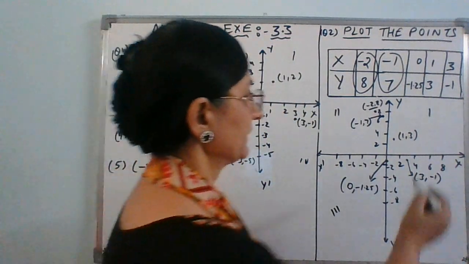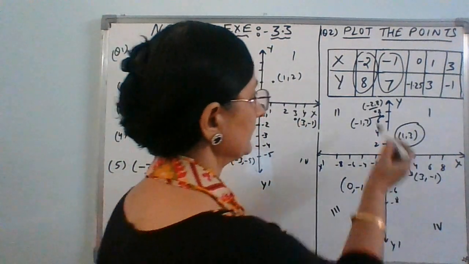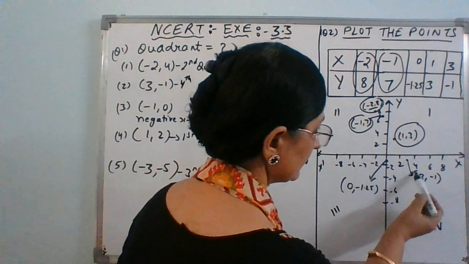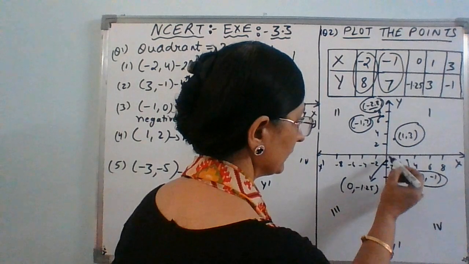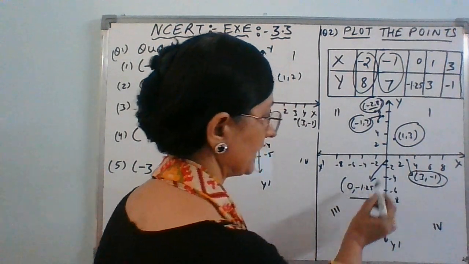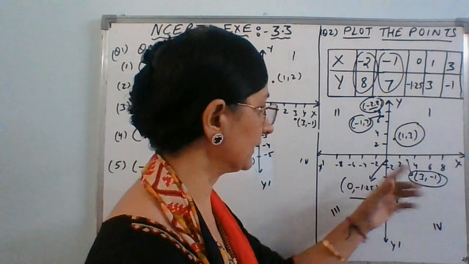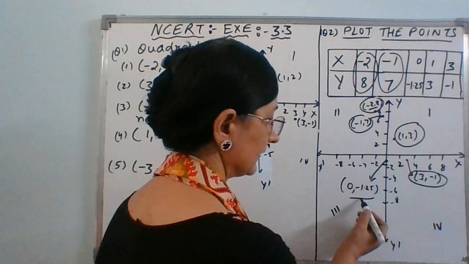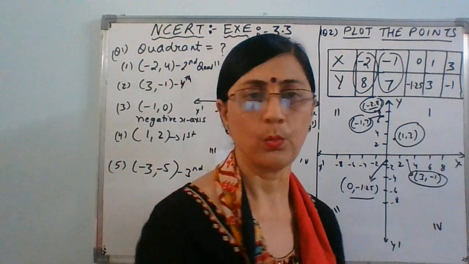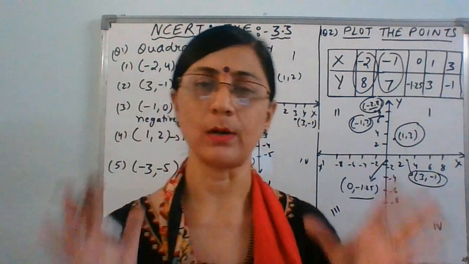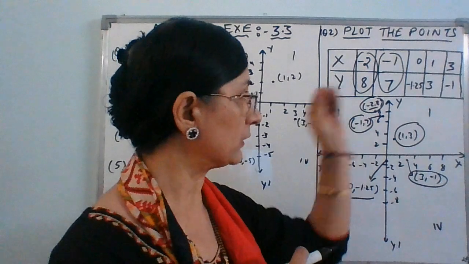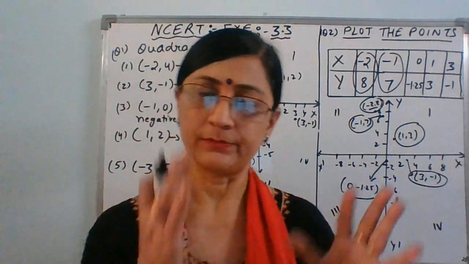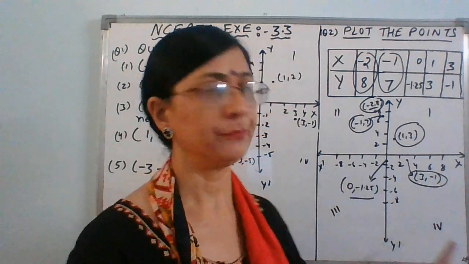Okay. So this point lies in the first quadrant. These two points lie in the second quadrant, right? This lies in the fourth quadrant, and this is a point on the y-axis. It doesn't lie on any quadrant, but on the axis, on the negative side of the y-axis. So this is all about how we plot the coordinates, and how to tell in which quadrant they lie. First, second, third, and fourth, right?